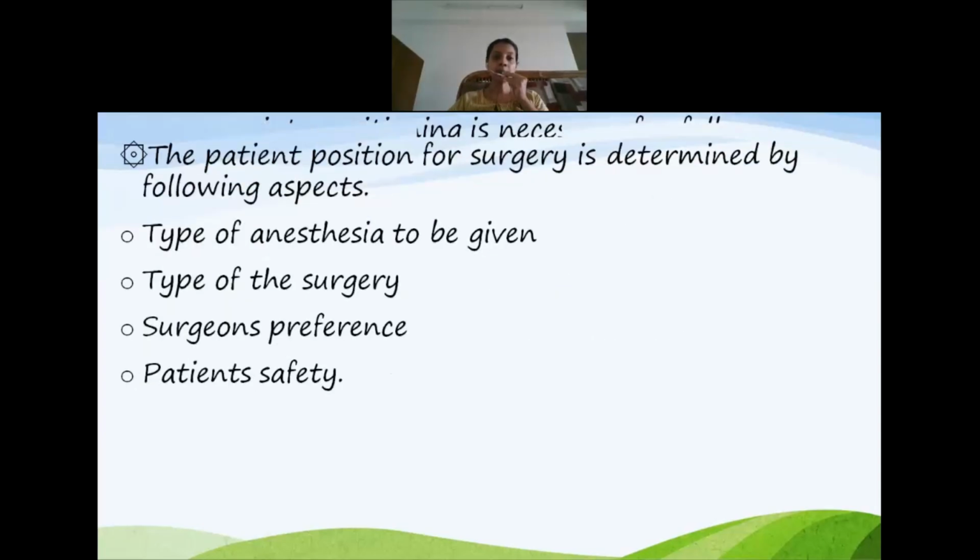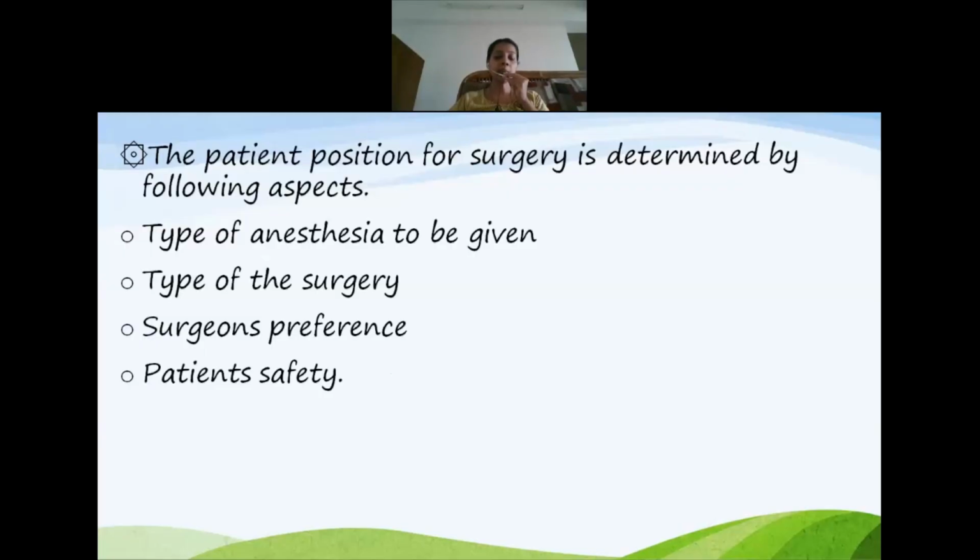Next, the patient positioning for the surgery is determined on different aspects. First of all, it depends upon the type of anesthesia you want to give. We have studied about different types of anesthesia: spinal anesthesia, general anesthesia, local anesthesia, and other types of regional anesthesia. So based upon the type of surgery, you will be giving the position.